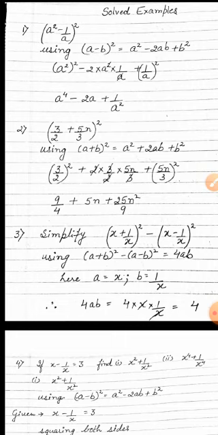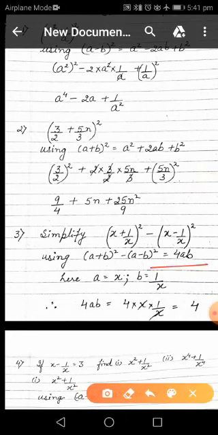I know that on expansion this will result in 4ab. Comparing the terms, a is equal to x and b is equal to 1 by x, I directly substitute this in the given expression, that is 4ab. So in place of a I will write x and in place of b I will write 1 upon x. x and x cancel out, so the result is 4.